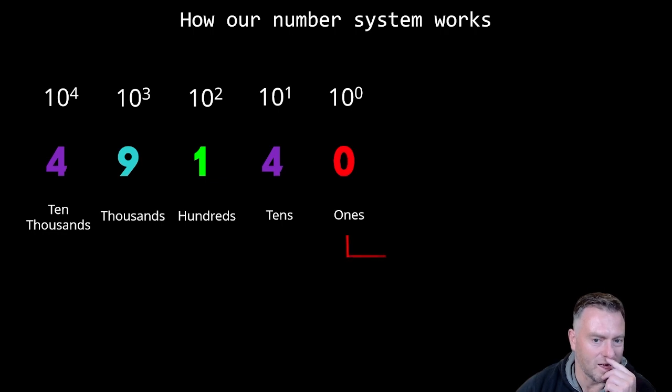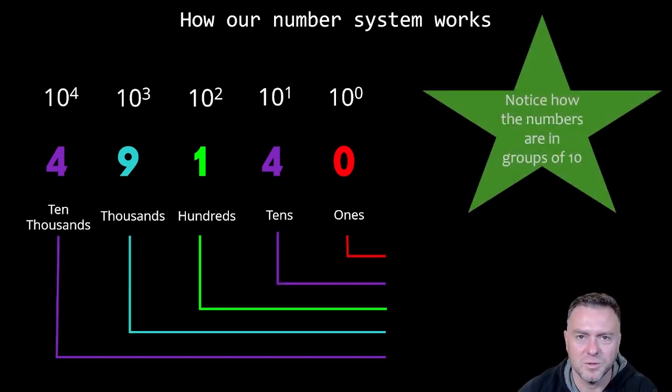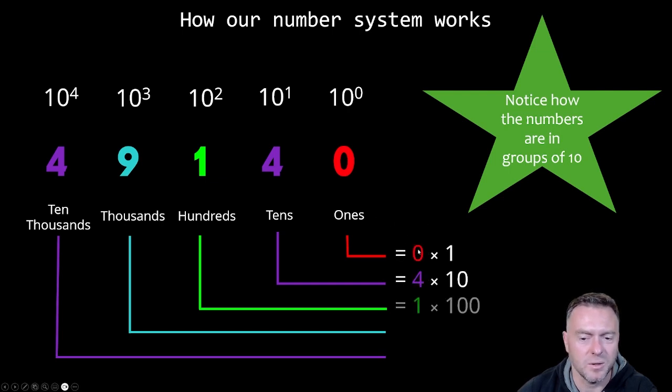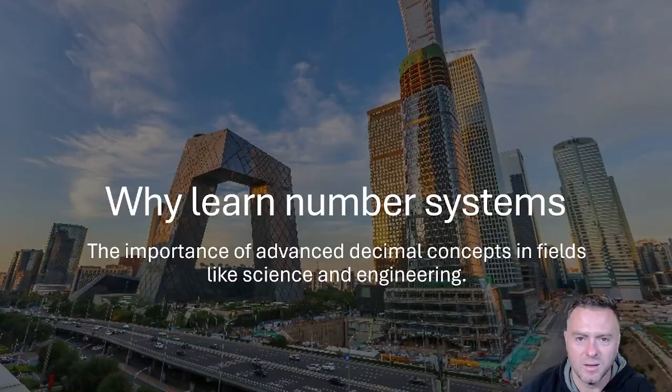So if we wanted to work out this number and break it down into place values, we would go through and do the multiplying. So 0 times 1 gives you 0. 4 times 10 gives you 40. 1 times 100 gives you 100. 9 times 1,000 gives you 9,000. And then 4 times 10,000 gives you 40,000. So if we add all that together, you get the number that we were looking at.